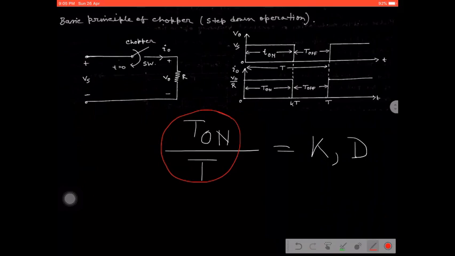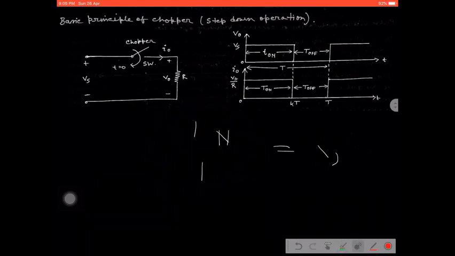That means what? If we are increasing or decreasing the on time, that means the average voltage at the output should be increased or decreased. That is obviously applicable for any drive control or machine part. That means the machine speed will be increased or decreased respectively. That is why by changing the duty cycle, we can control the drive speed. Now go through the calculation part.